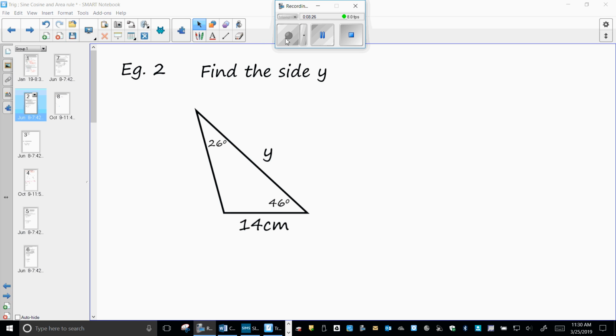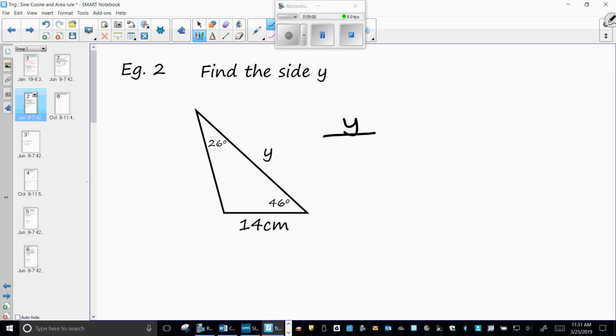Right, so now we have to find side y. Anybody would like to suggest what we're going to write? Okay, so 14 over sin 26 is equal. Now, totally that's correct. However, if you're trying to find something, I would always try and start my equation off with what I'm trying to find. So I would normally start with y over.